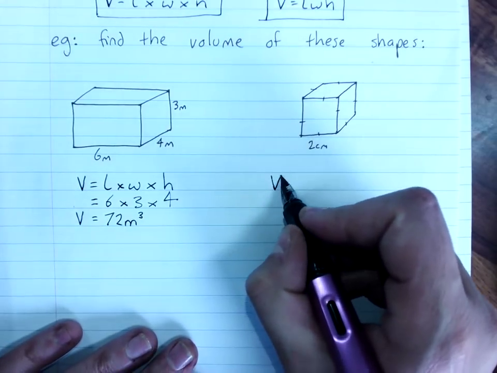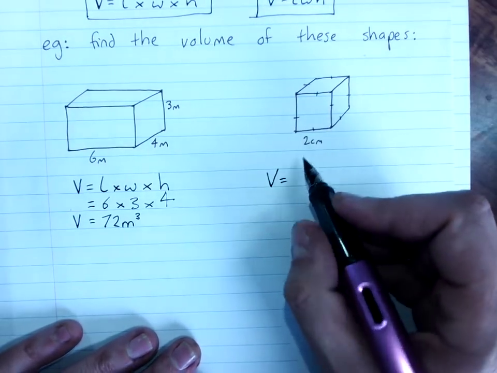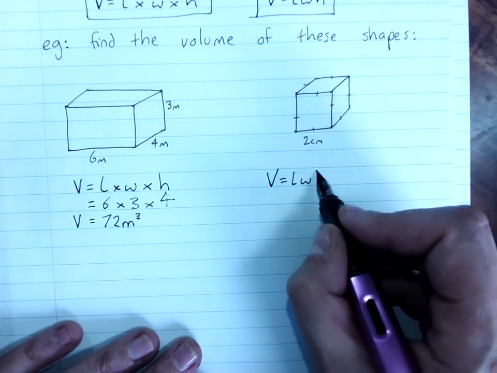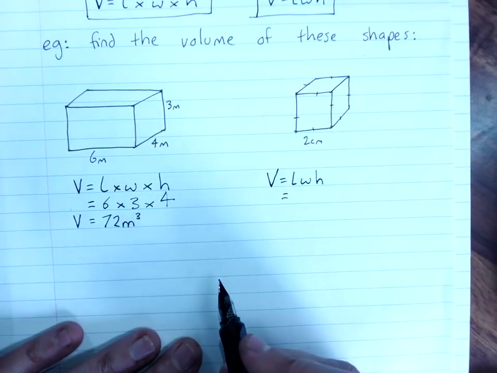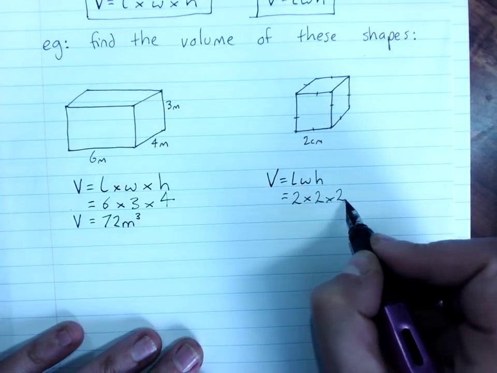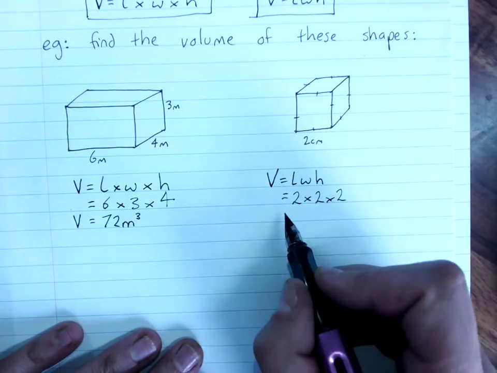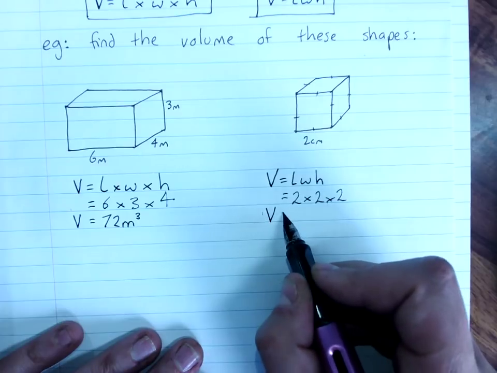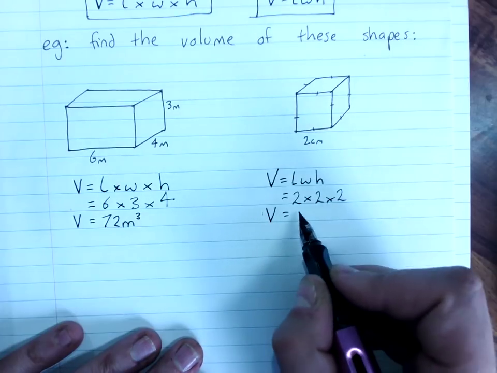But let's do this with proper working. Volume, I'll use the one without the times signs this time because it's exactly the same. There's imaginary times signs. Put the numbers in, 2 times 2 times 2. Must put the times signs in. Now, we're going to get the answer here. So volume equals 2 times 2 times 2 is 8.